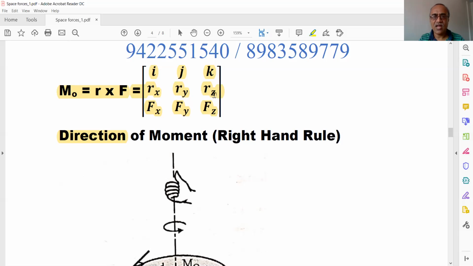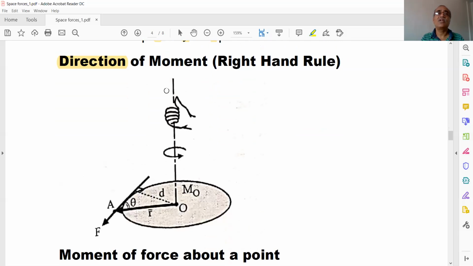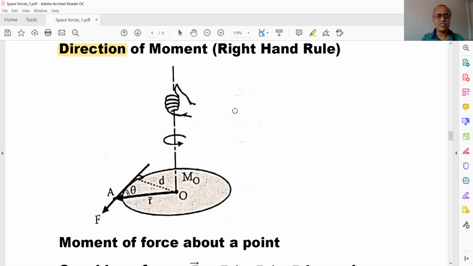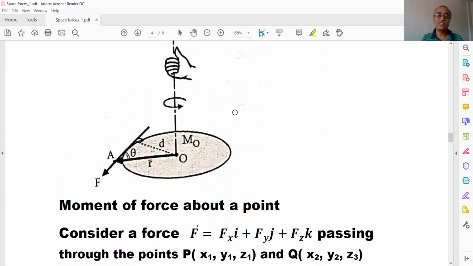Rx, Ry, Rz represent the x, y and z components of the vector R, and Fx, Fy, Fz represent the x, y, z components of the force given. Now the next point is the direction of the moment, for which we use the right-hand rule. Whenever we want to find the direction of the moment, we have to use the right hand, and this is the rule.